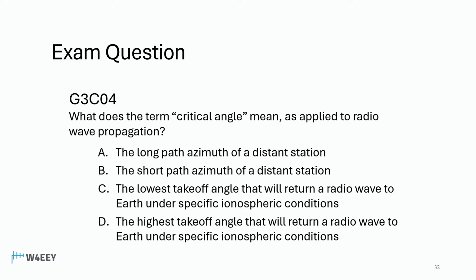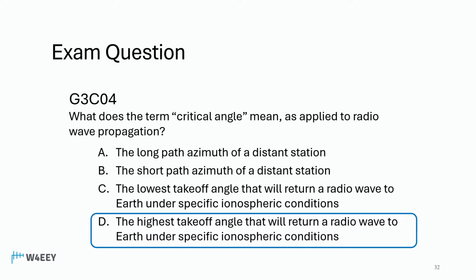Try to remember my trick here. Delta. It is delta, the highest takeoff angle that will return a radio wave to the Earth under specific ionospheric conditions. The reason that that's confusing is they've got just the opposite case here. So that's why this highest trick that I shared with you will work. And to reason that out, it takes some head scratching, but I give you a shortcut.